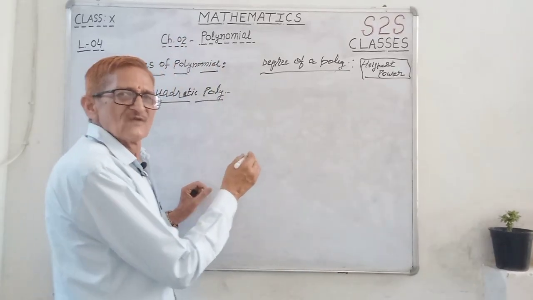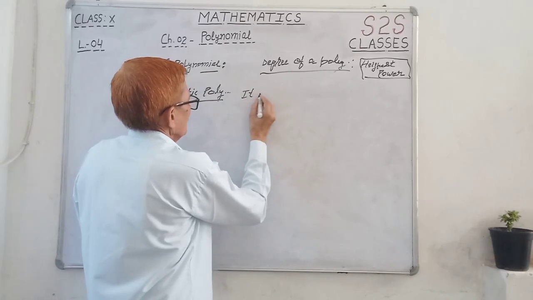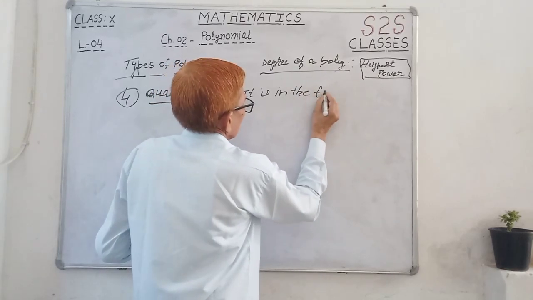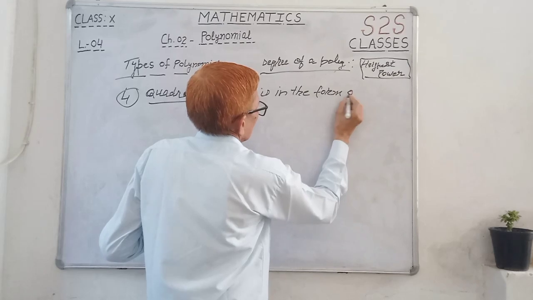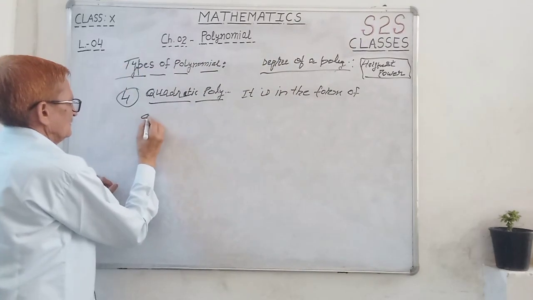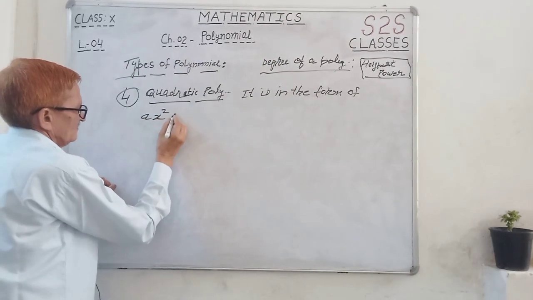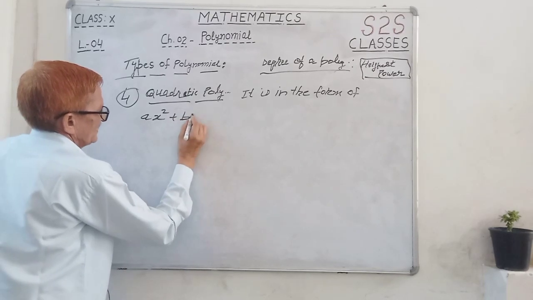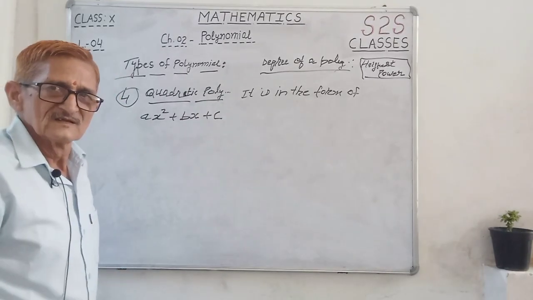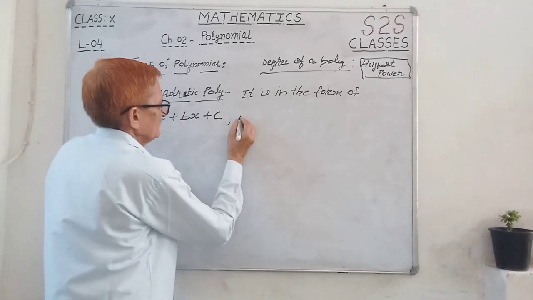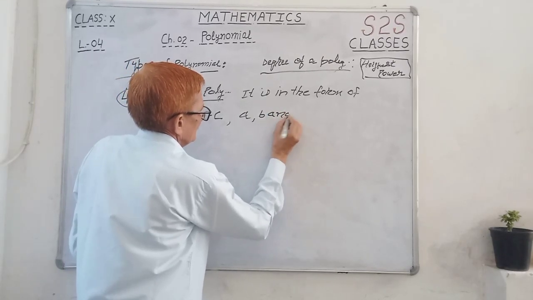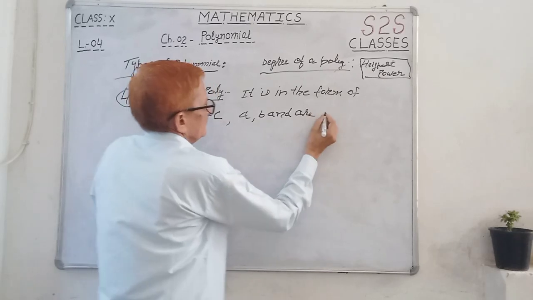Now the general form for it is in the form of ax square plus bx plus c, where a, b, c are any real numbers. a, b and c are real numbers.